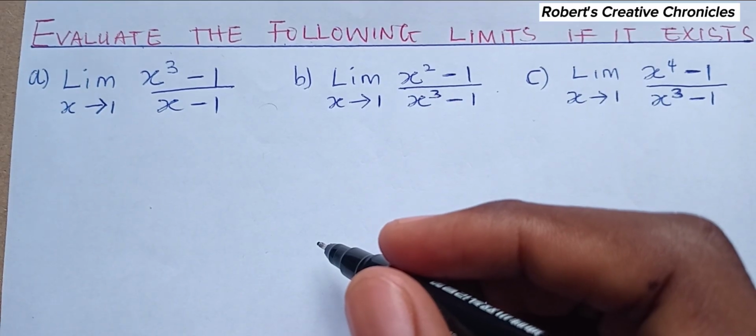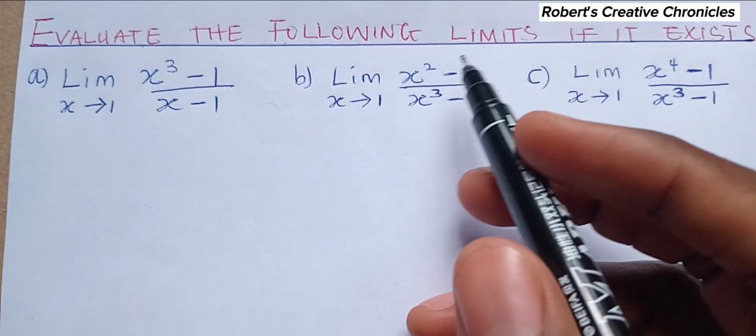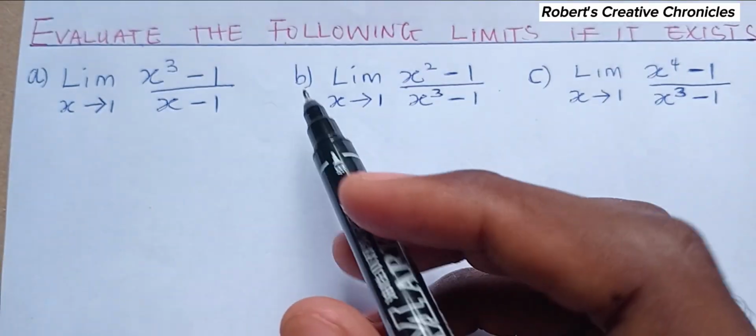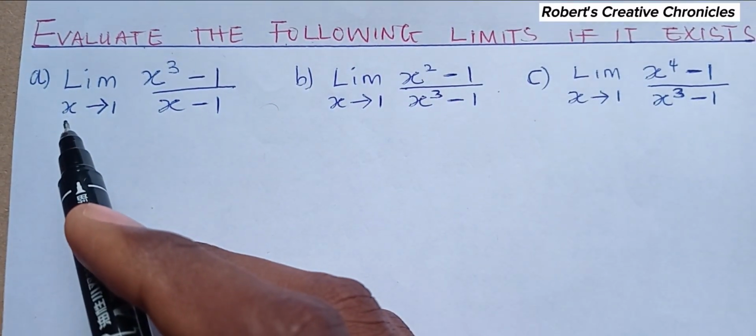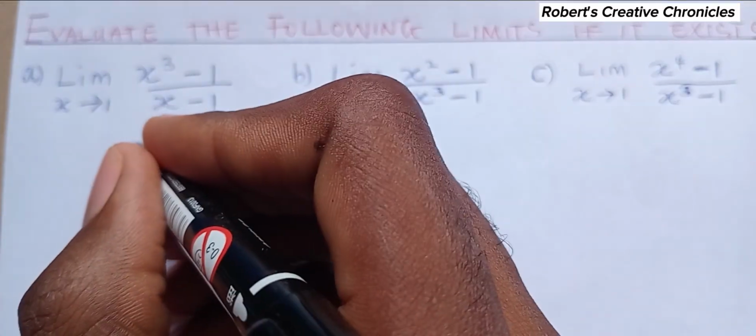So, today we are going to solve this question. It states: evaluate the following limits if they exist. This is the first one, the A part. Let's start with the A part.